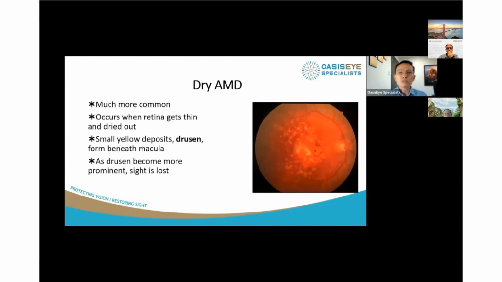And when the drusen increase in size, they will cause damage to the cells around them and lead to visual loss. So as opposed to the previous slide, this picture shows that there are multiple drusen at the area of the macula. However, you don't see any blood or fluid accumulated at this area.